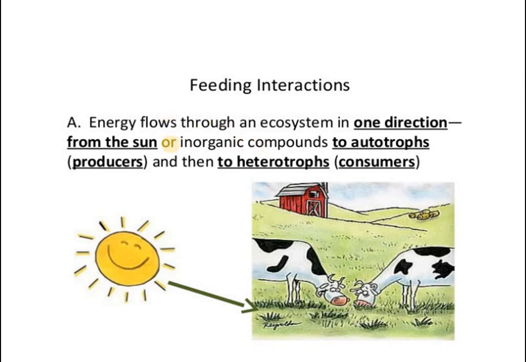Feeding interaction. You should know that in an ecosystem, energy flows through the ecosystem in one direction. This point has already been discussed. This one direction means that energy is coming from the sun or from inorganic compounds to the autotrophs first. Autotrophs were our plants or bacteria or algae that were able to produce their own food material. These are called producers, and then these producers are transferring the energy to heterotrophs, which are consumers. So consumers have different stages: primary, secondary, tertiary, and quaternary.